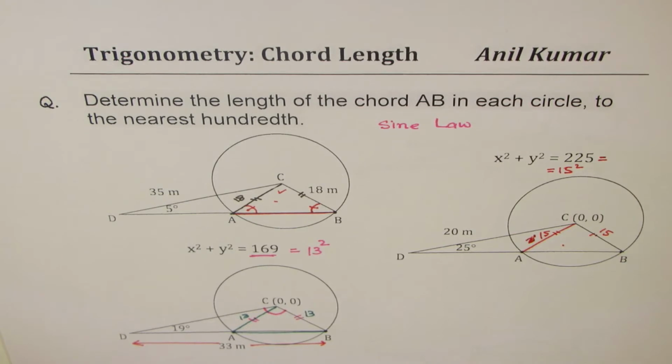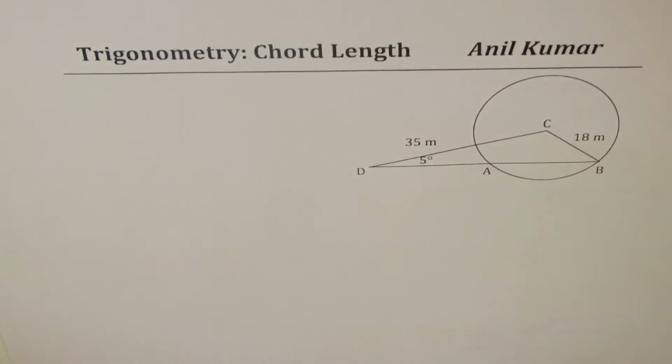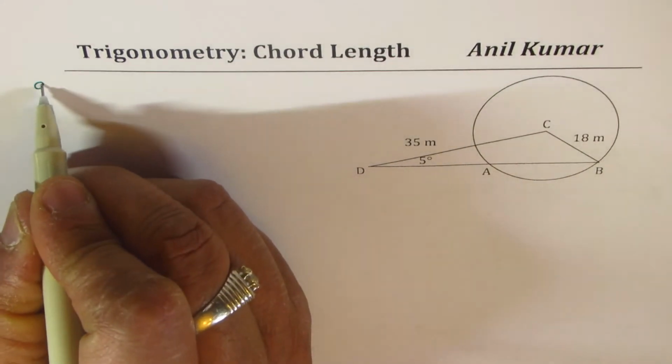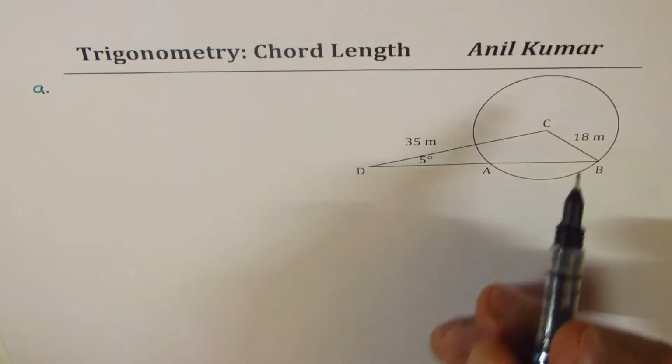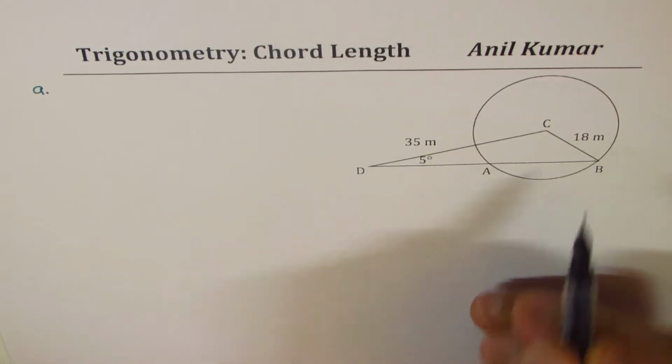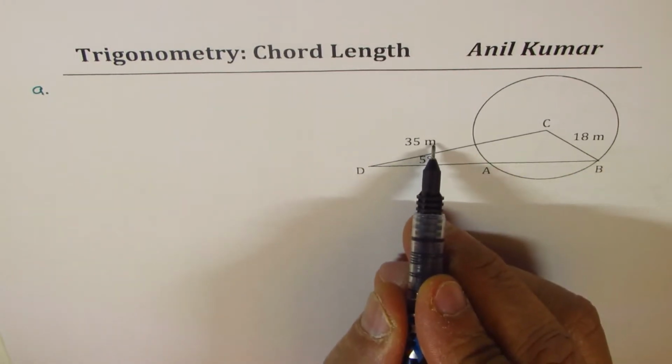So I hope it is not very difficult. Let us see how to solve them one by one. You can always pause the video, answer these questions, and then look into my suggestions. So A, the first one here, as discussed before, we'll find angle B, since we are given the side opposite to angle B, right?